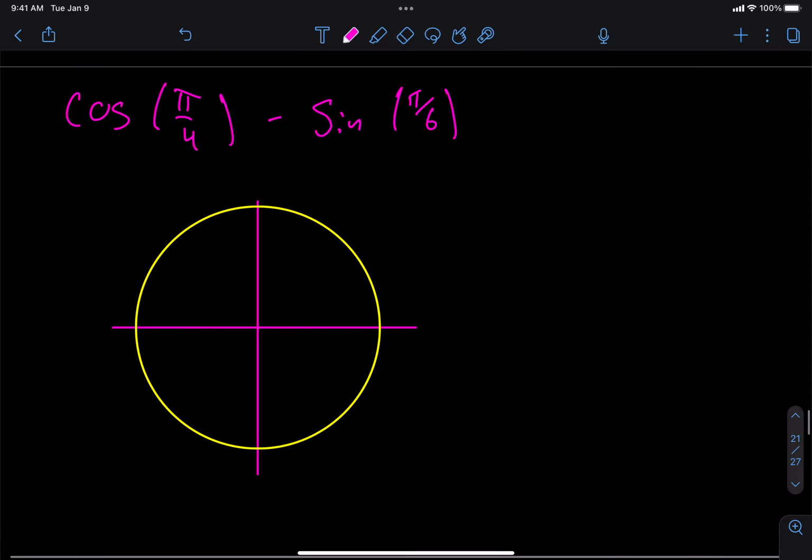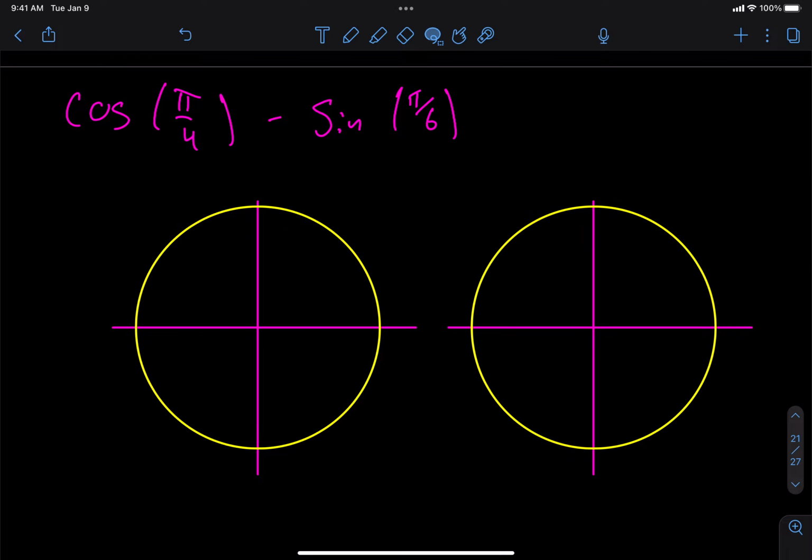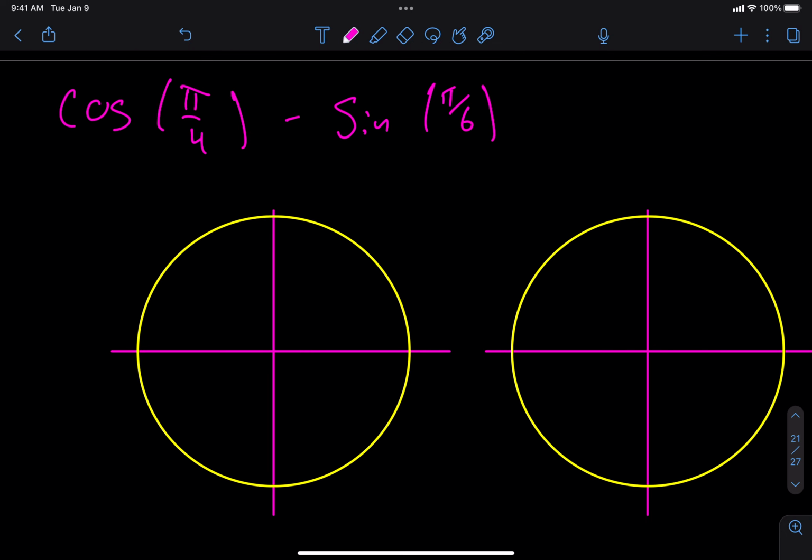Well, we're just going to inscribe the relevant angles, which, let me put another unit circle here. So let's first do pi over 4. So what kind of angle is pi over 4? Well, I know pi over 2 would be a 90-degree angle. So pi over 4 is half that much. So it should be what kind of angle in degrees? 45-degree angle. Okay, so it looks like so.